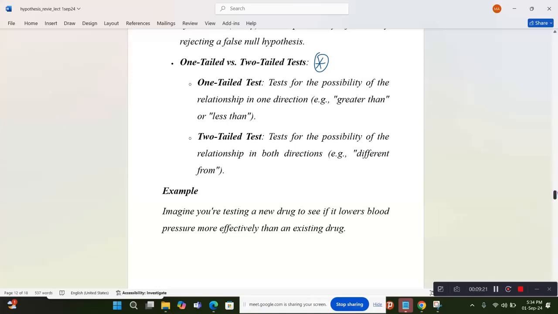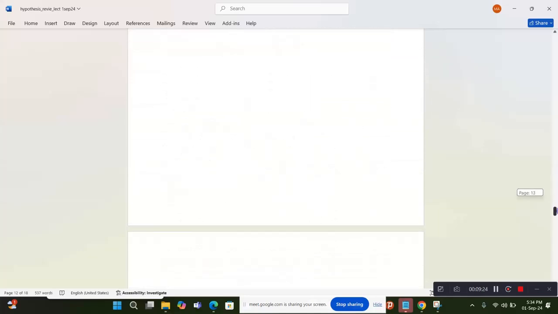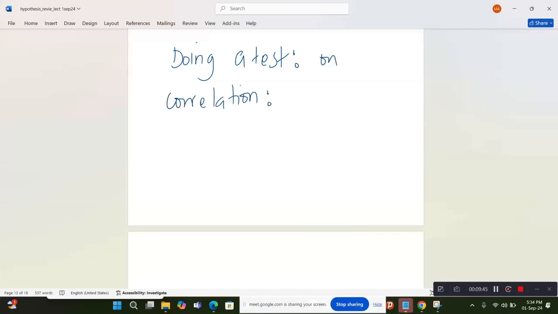Now I'm going to show you how to do a test on correlation. First of all, on correlation, we need to determine the product moment correlation coefficient.